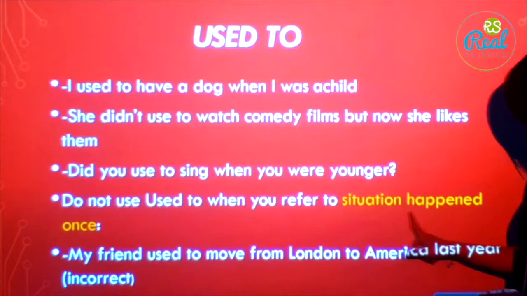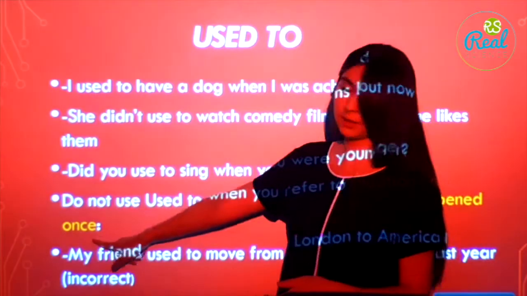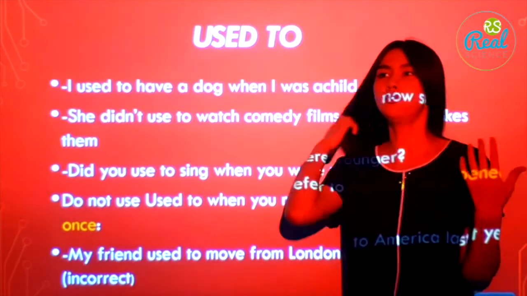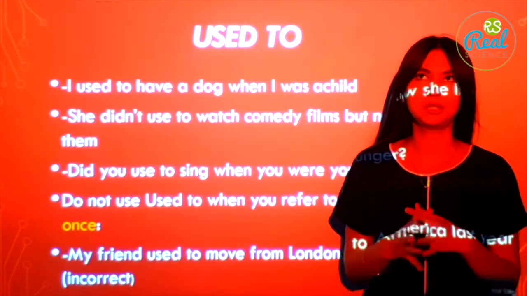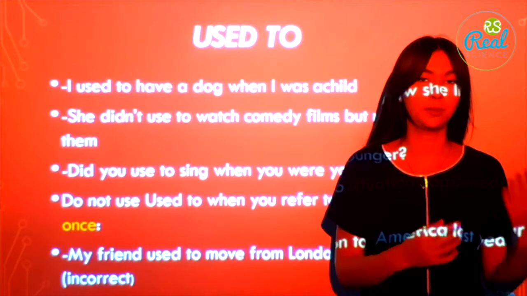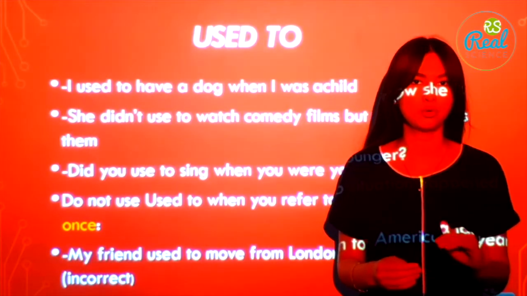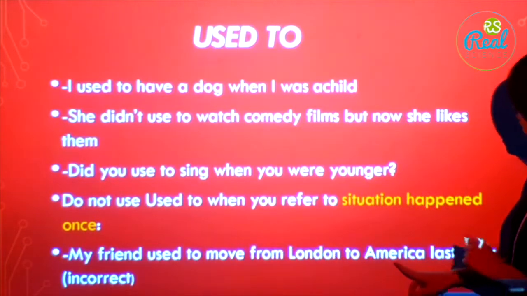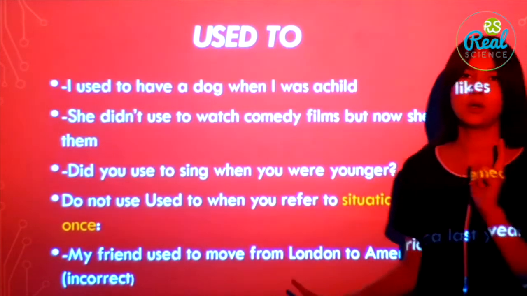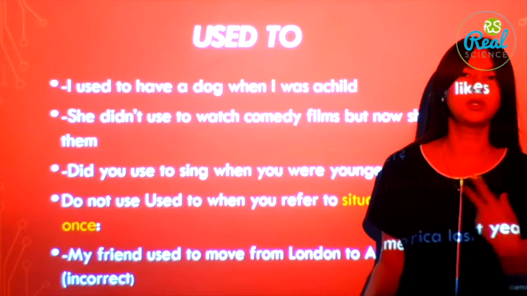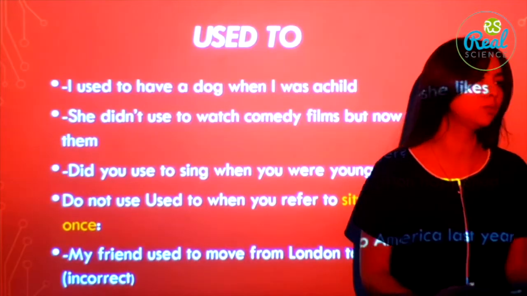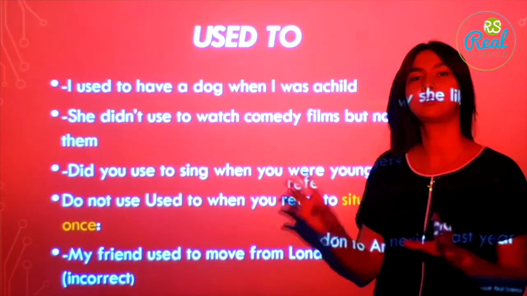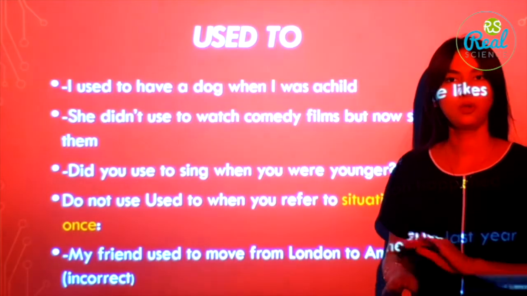Do not use "used to" when you refer to a situation that happened once, guys. So pay attention to this. For example, my friend used to move from London to America last year. Here your friend moved once. He didn't move twice or three times. That's why here you have to use just the past form of the verb, not "used to".